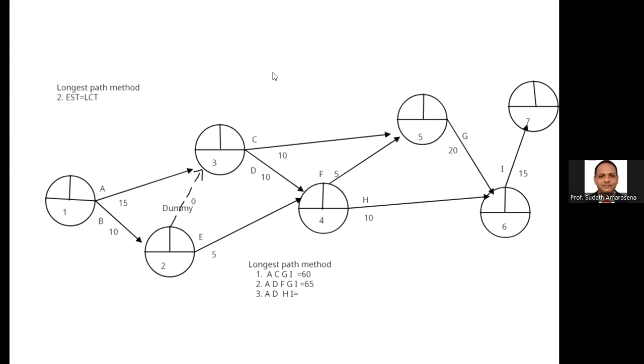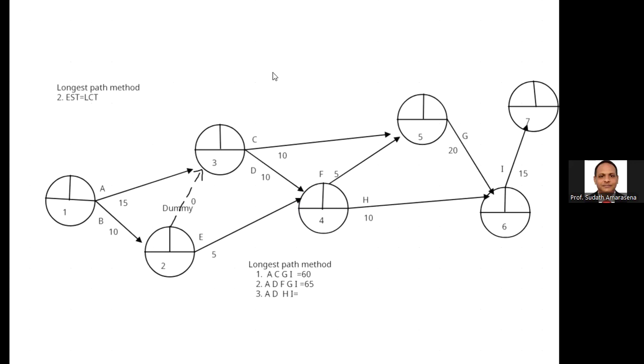We can go via the B, then dummy. Remember, after adding dummy, we need to treat dummy as a normal activity. Then C, G, I. B 10, dummy 0, C 10, 20, 40, 55.